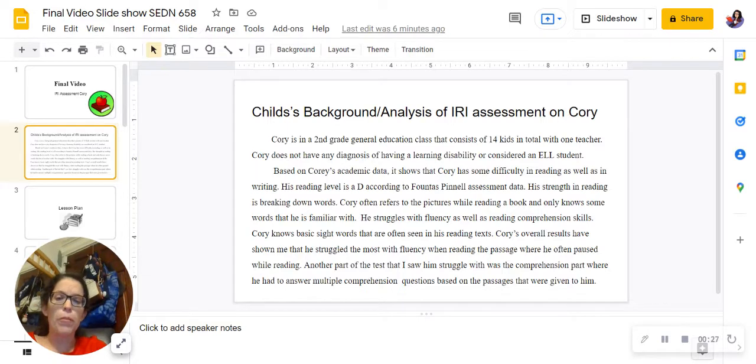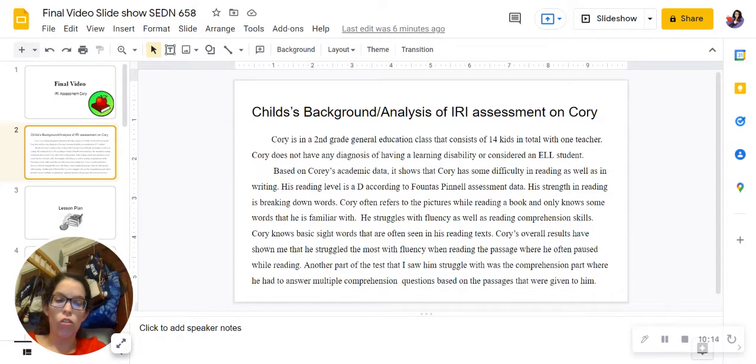Based on his academic data, it does show he does have difficulty in reading as well as writing. His reading level is a D. His strengths in reading are breaking down words, and he often refers to pictures while reading a book and only knows some words that he's familiar with. He does struggle with fluency as well as reading comprehension skills, and he also knows some basic sight words that are seen in reading text.